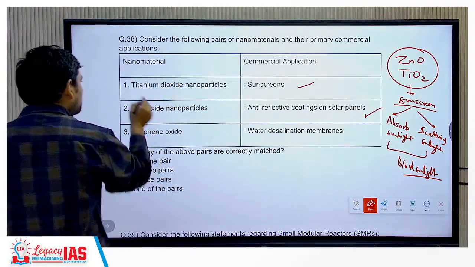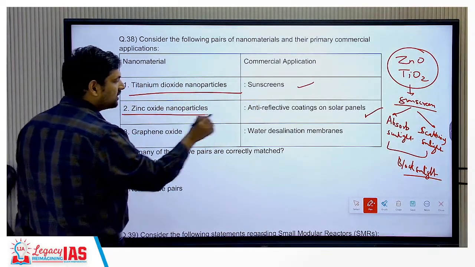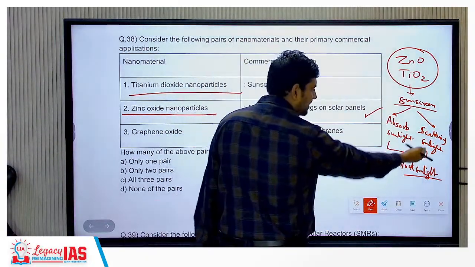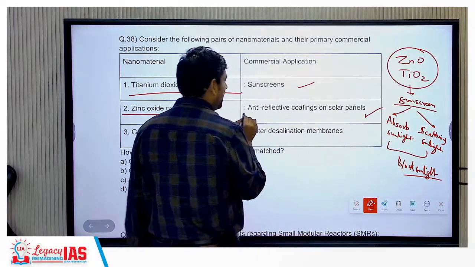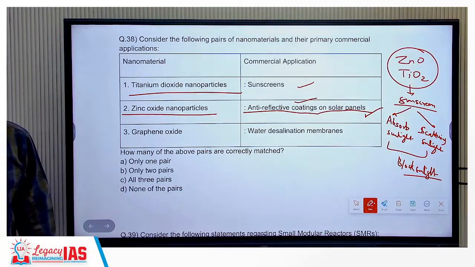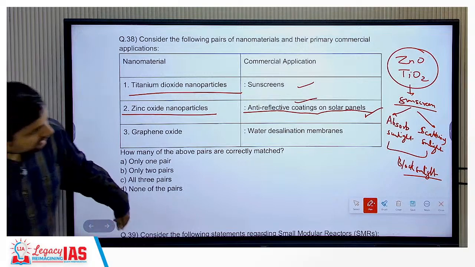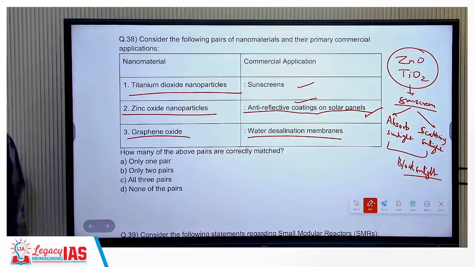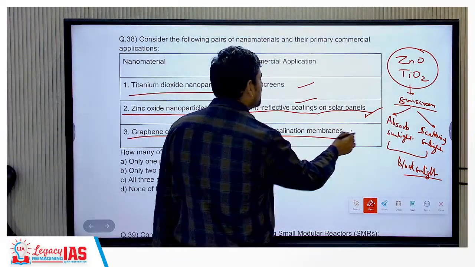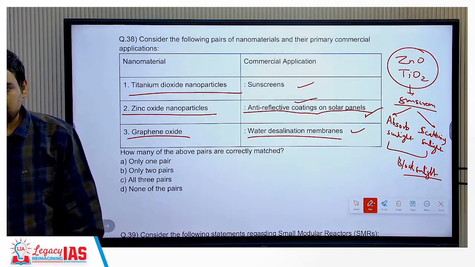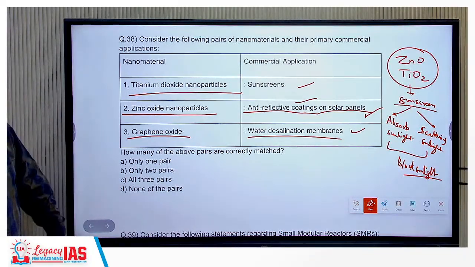Now you know this, titanium oxide, this is fine. Zinc oxide nanoparticles, if you talk about them, then it also does absorption. So anti-reflective coatings on solar panels, yes, this is also one of the use cases of it. Okay. Then graphene oxide, water desalination membranes. What do you think? Yes, it is actually possible because it has that web-like structure where you can do desalination. Okay. Then how many of them are correctly matched?